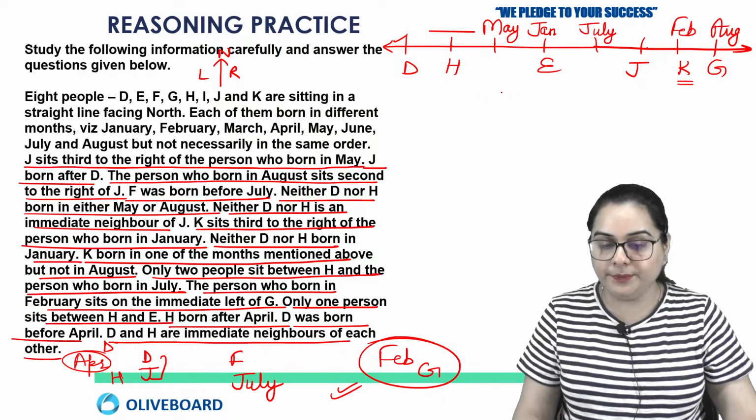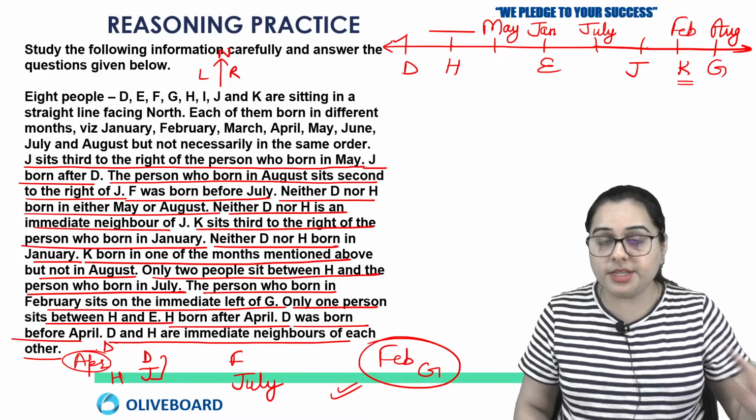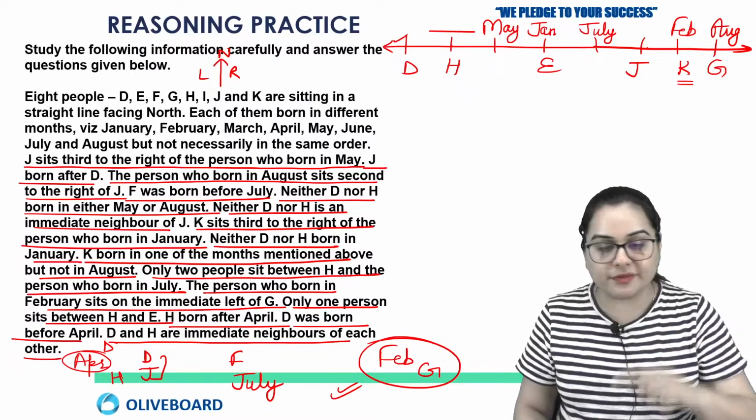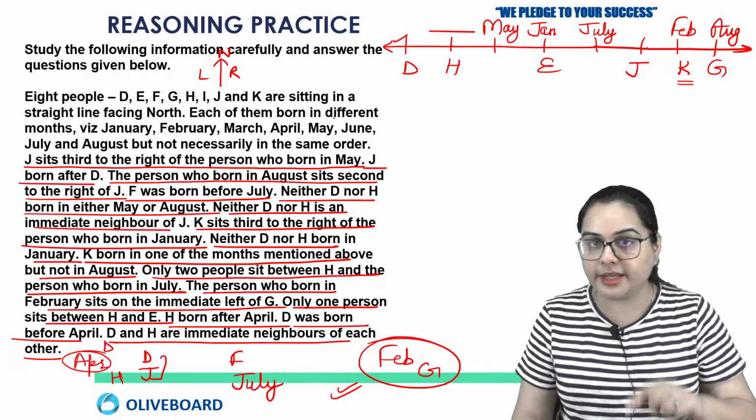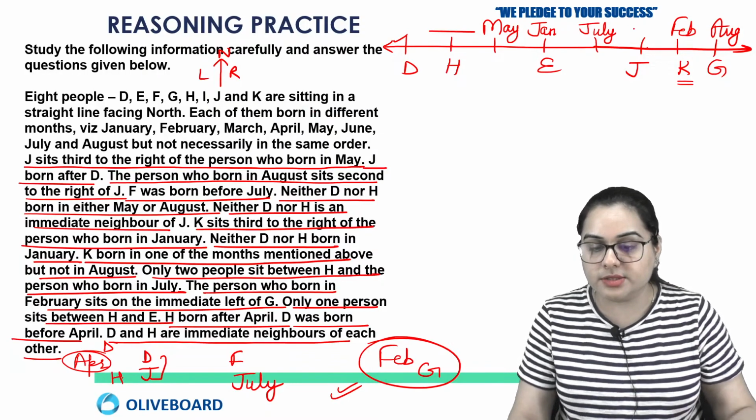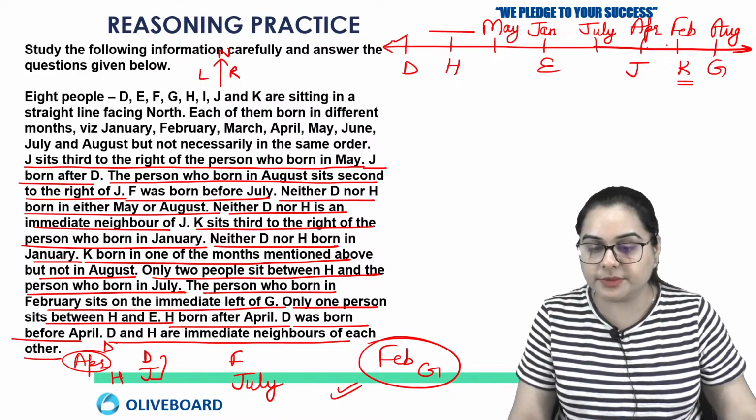Now we already know about Feb, and G we have filled. Okay. So about D and H. Now D is before April and H is after April. So that means both D and H cannot be the month of April. So the month of April will be filled on J.